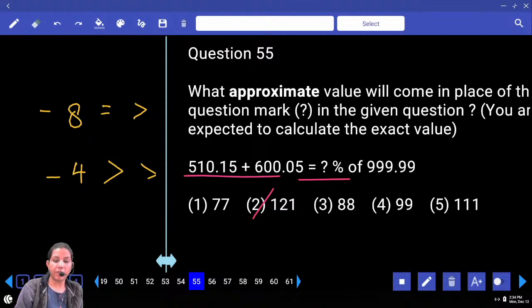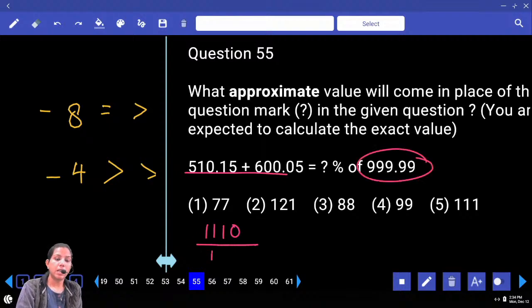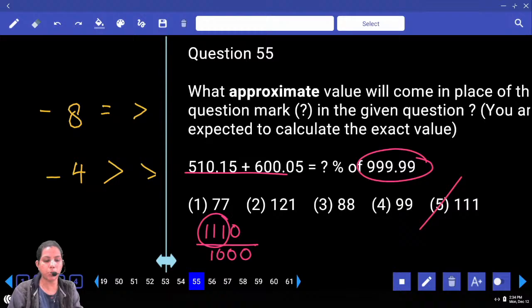నెక్స్ట్ క్వశ్చన్ నెంబర్ 55. వాట్ ఈస్ 510 plus 600? 1110 అంతే కదా. 1110 ఈజ్ వాట్ పర్సంటేజ్ ఆఫ్ 1000? ఎంత? 111%. 111%, that is option 5.